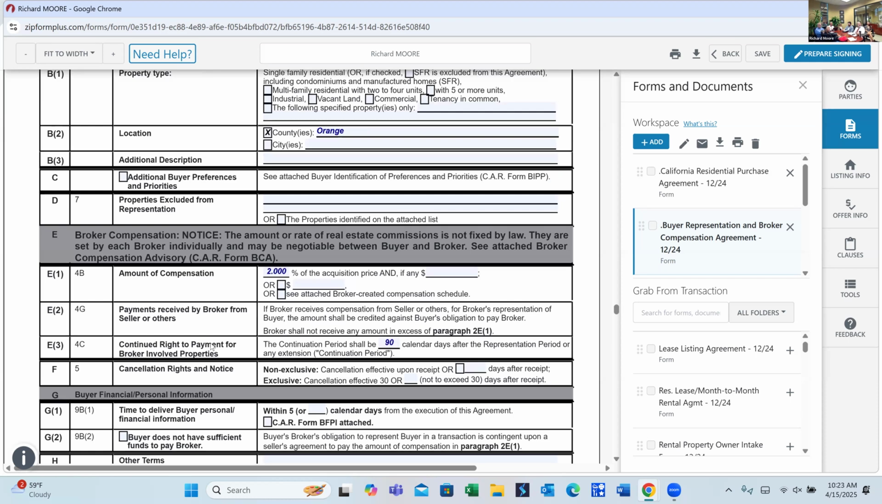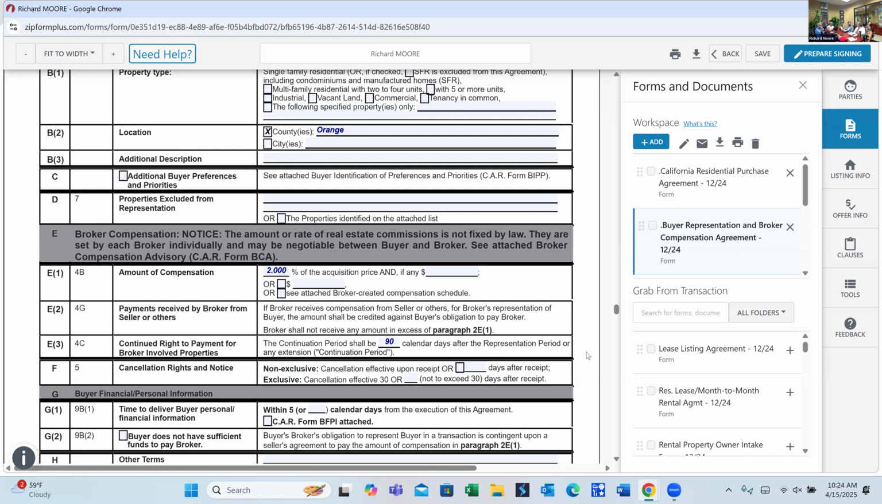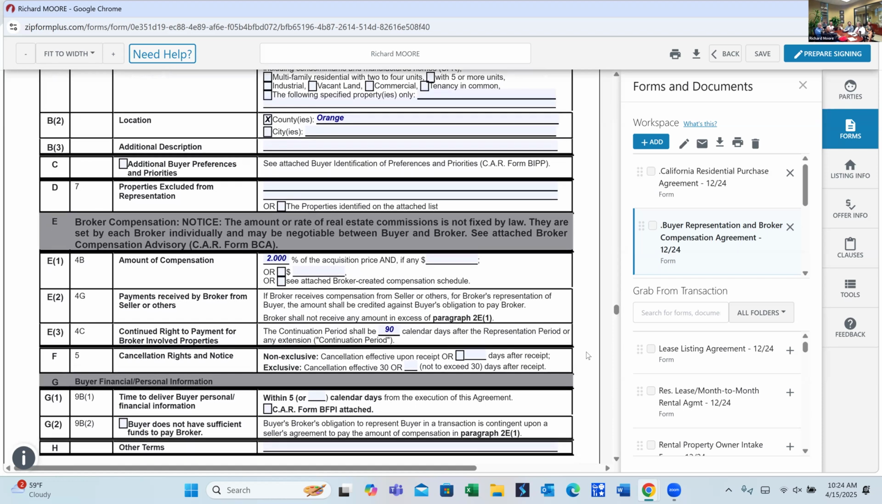And then section E3, we're back to the buyer representation agreement. The continuation period shall be 90 calendar days after the representation period or any extension. So just like a listing contract, there is this so-called protection clause. My listing expires now, and the seller doesn't want to renew with me. I can provide them a list of names of buyers that enter the property and shown property. And if they buy it within, in my example, 90 days, I'm entitled to compensation. Same thing is true of this buyer representation agreement. If I've shown them properties and before the expiration or 5 days after the buyer has canceled the contract, I provide them with a list of properties I've shown them and they buy their property within 90 days, I'm entitled to compensation. So I would suggest inserting at least 90 to 100 days in there as a matter of fact.